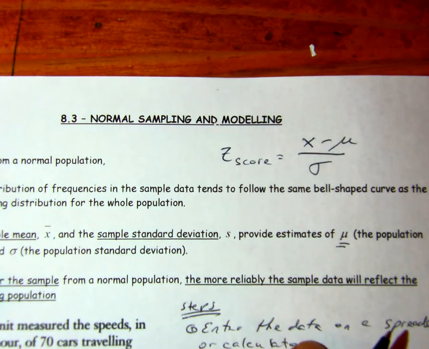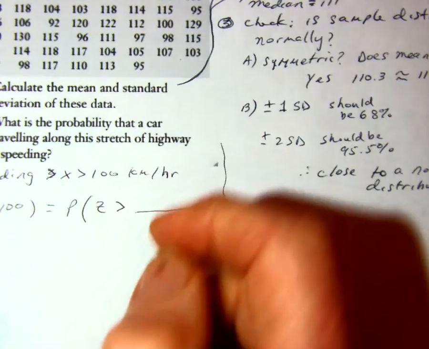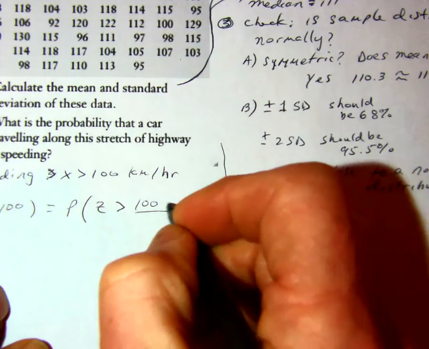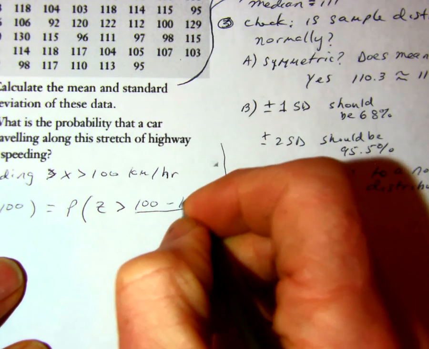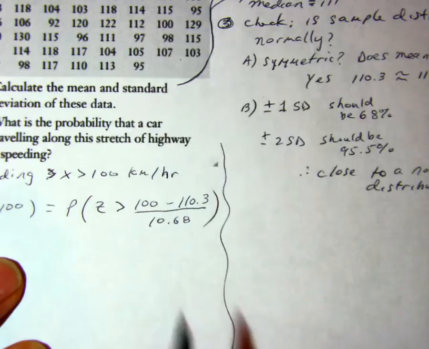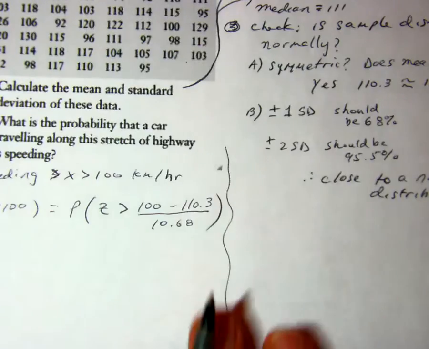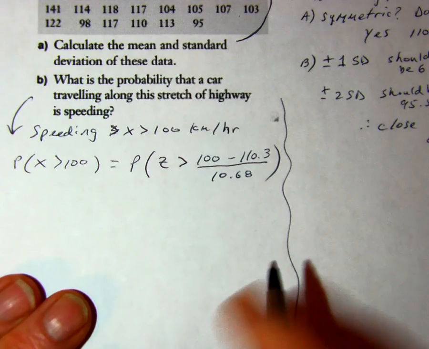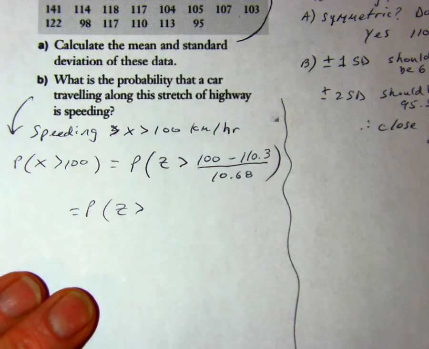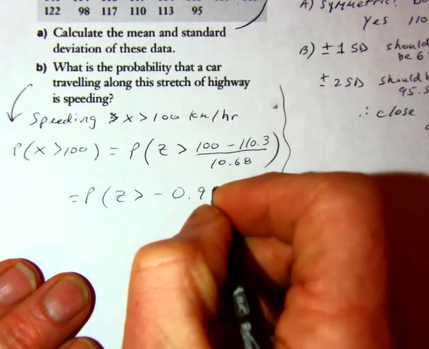You guys did the homework, right? Okay. All right. So you take the value 100, you subtract the mean, and then we divide by 10.68, the standard deviation. So how did we get that? That's just the formula. All right. So it equals the probability. If you do that, what do you get? What's 100 minus 110.3 divided by 10.68? I'll just write the answer. It's 0.96.